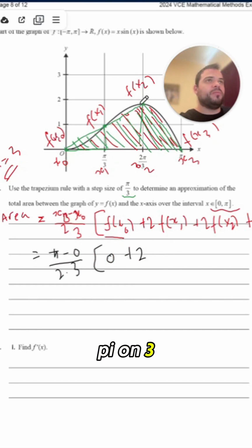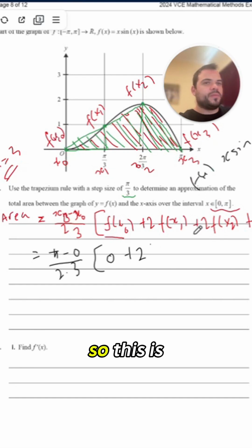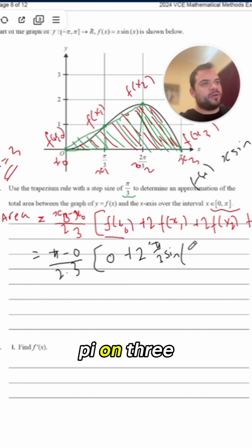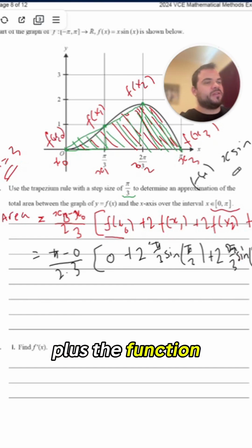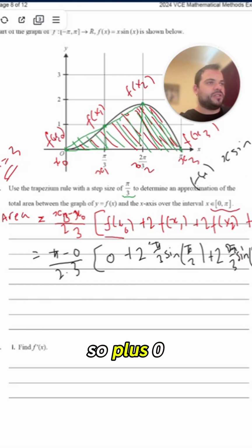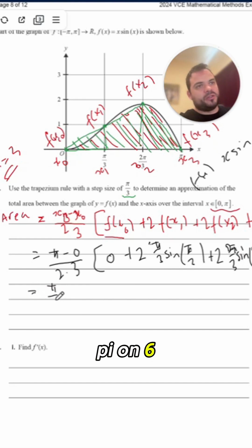x1 is pi on 3. So we've got 2 times the function, which is x times sine of x. This is f of x. So this is equal to 2 times x, which is pi on 3, times sine of pi on 3, plus 2 times the function at x2, which is 2 pi on 3. So we've got 2 pi on 3 for x, times sine of 2 pi on 3, plus the function at pi, which is clearly 0. So plus 0. So we get pi on 6 outside of 2 pi on 3.